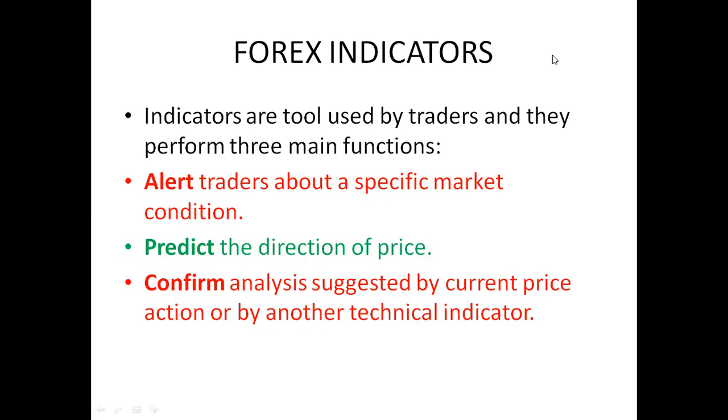Now, I will elaborate on this further, but let me hold it here and go to the second point. The second function says that these indicators predict the direction of price. They tell you, or the indicator helps you to know, what direction the market might be going or what direction the price might be going. So they give you a prediction of where price might be moving or going.